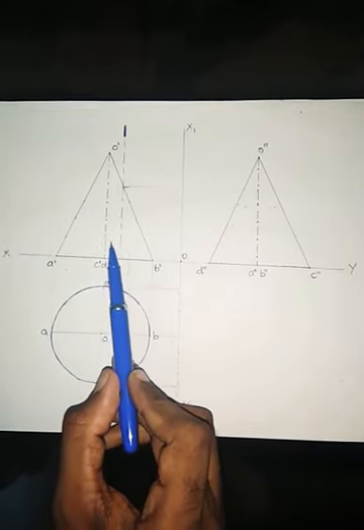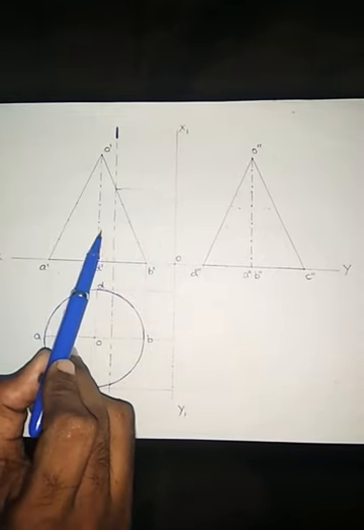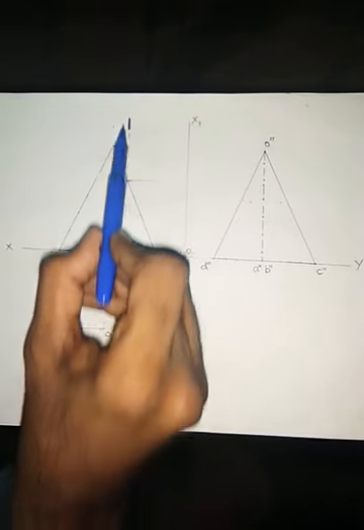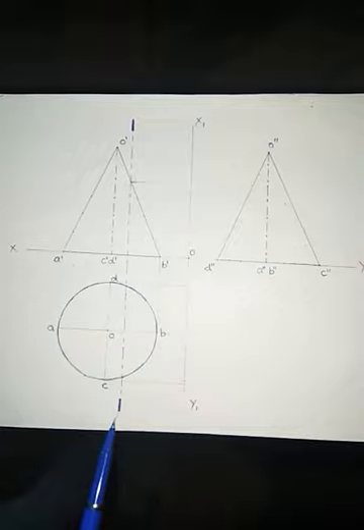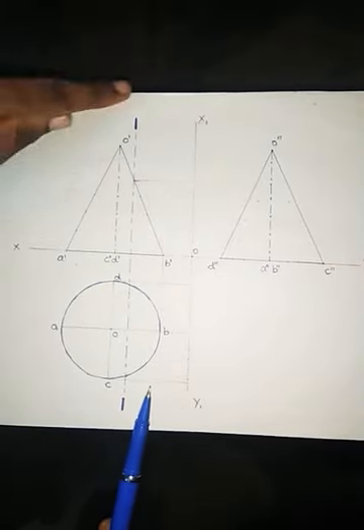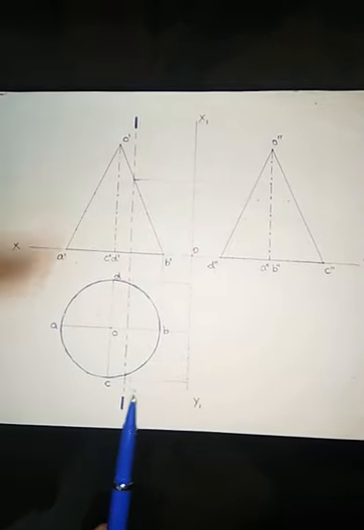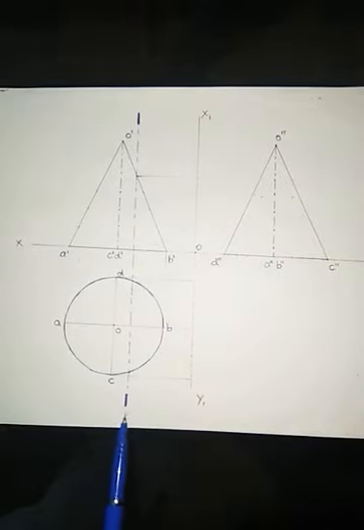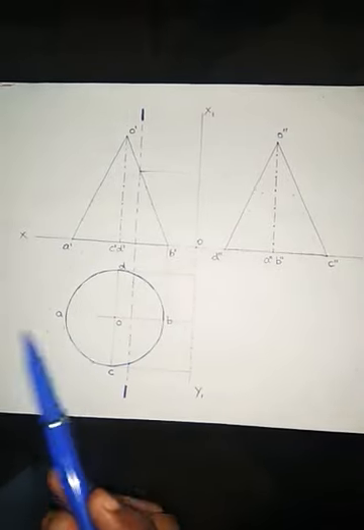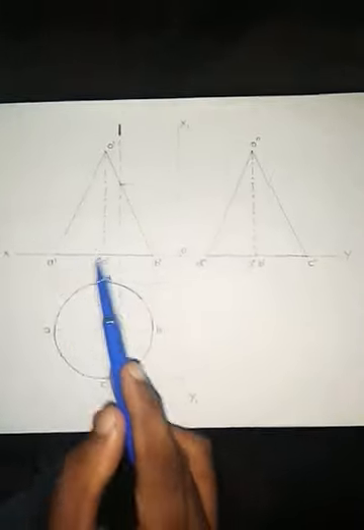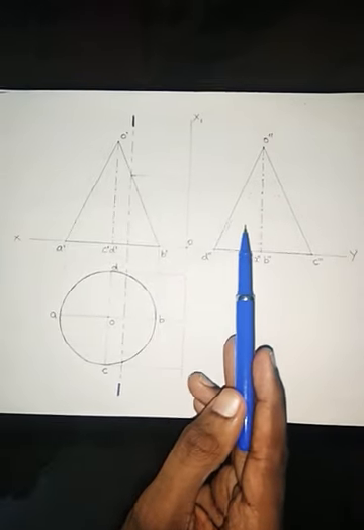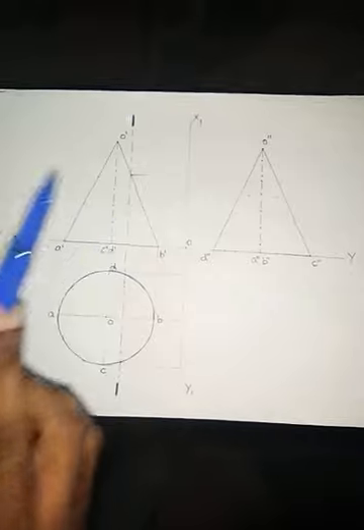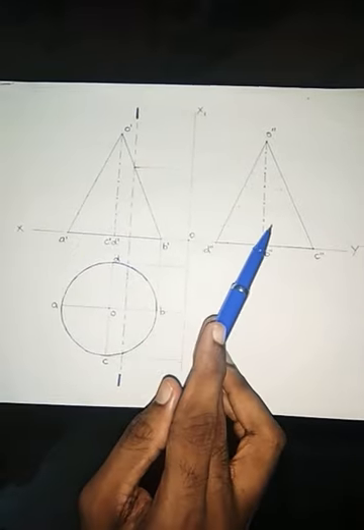Now, the section plane should be perpendicular to both HP and VP. It should be 10 mm away from the axis. So I'll mark a point 10 mm away from the axis, and then draw a vertical line. We'll see the section plane in both top view and front view as a vertical line. If you want to see the sectioned surface, you have to go for the end view, because from the top view and front view you won't be able to see the section surface.